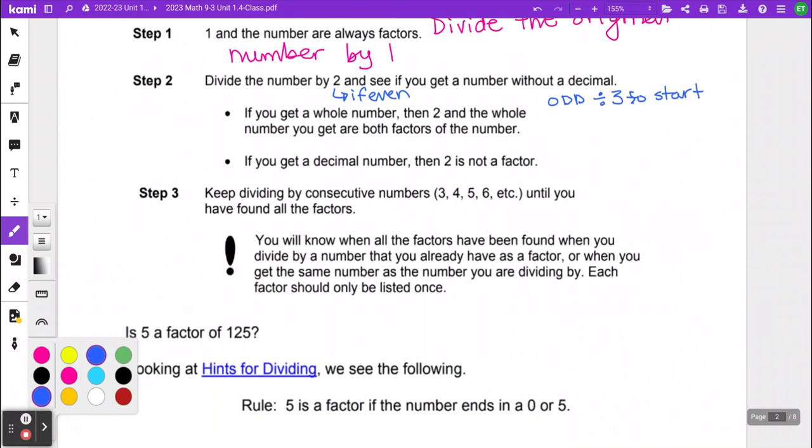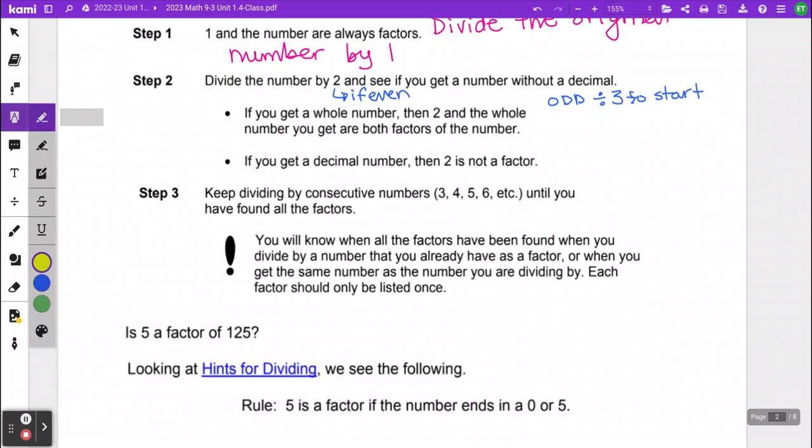Okay. All right, so if it's an odd number, we start dividing by 3. And the thing that's important here is this. If we get a whole number, then that means that number is a factor. If we get a decimal, that means the number doesn't work and it's not a factor. Okay, if you get a decimal number, it's not a factor. It doesn't work. So that could be if you're dividing by any number. If I took the number 10 and divided by 7, I'm going to get a decimal number. It won't work. Okay? And then we keep dividing by consecutive numbers.